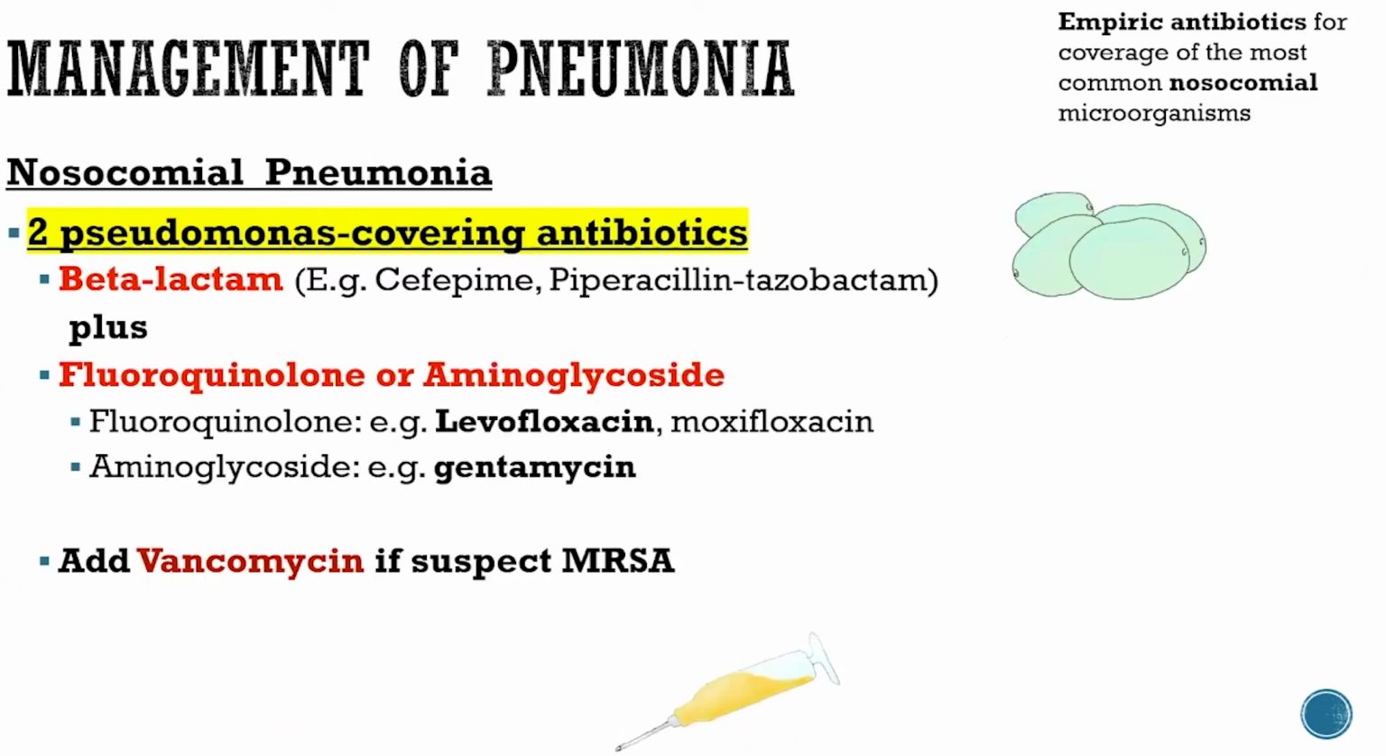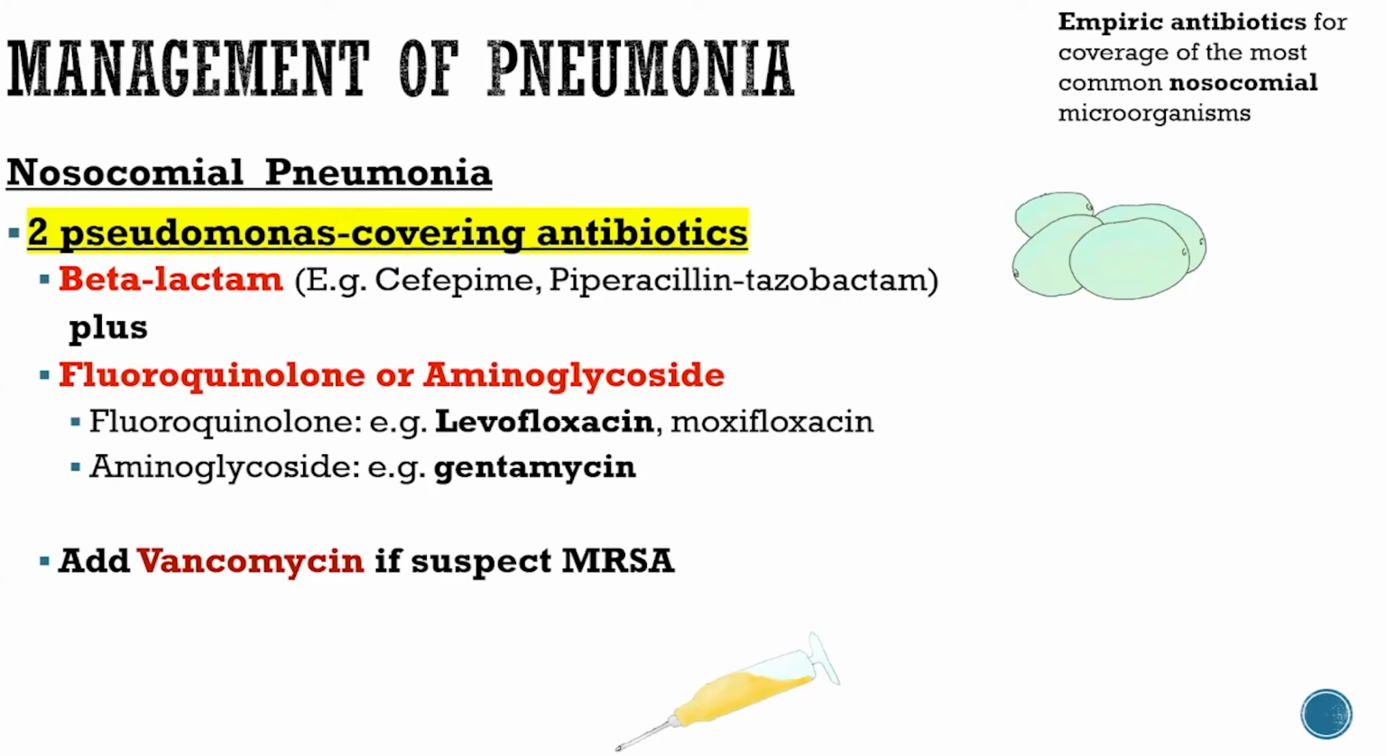Remember that nosocomial pneumonias, or pneumonias that were contracted while in the hospital, are often associated with Pseudomonas or Staph aureus, and thus your antibiotics need to be tailored towards killing these kinds of pathogens. In general, when you are dealing with a nosocomial pneumonia, you want to choose two Pseudomonas covering antibiotics.